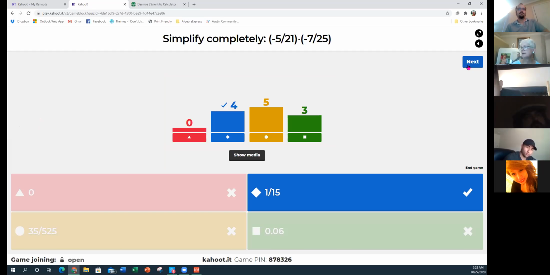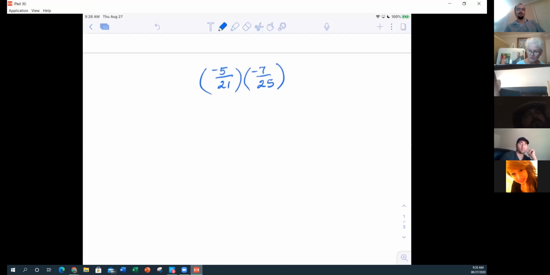Let's look at this one. There's several ways you can do this. You can use your calculator if you want to. I have no problem with that, and that's why I wanted to show y'all Desmos. But let's look at this. On this one, it's multiplication. Anytime you multiply fractions, it's always top times top and bottom times bottom.